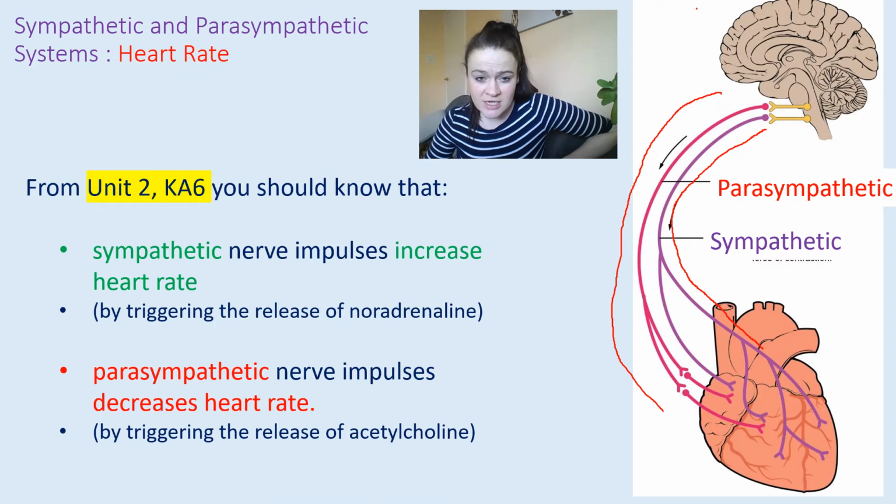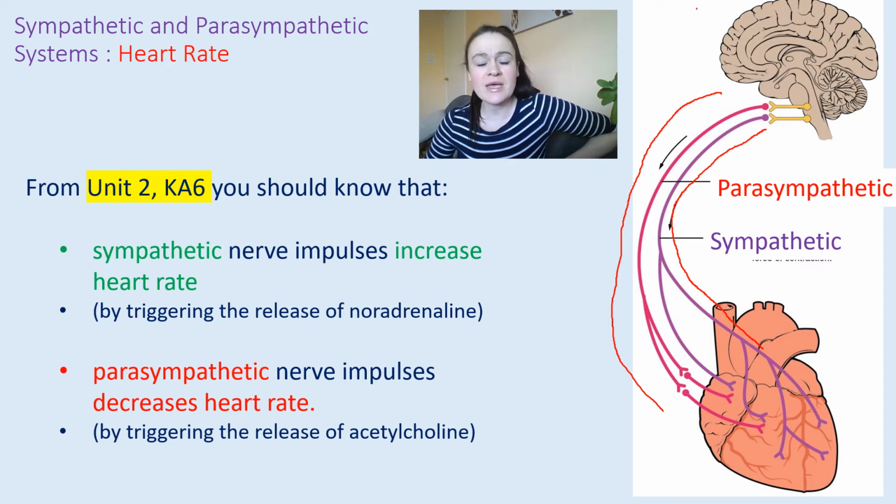Now, in Key Area 6, Unit 2, you will have found out that the sympathetic nerve that runs from the brain to the heart is responsible for triggering the release of noradrenaline. That is the hormone that is responsible for increasing the heart rate. In Key Area 6, you will have been introduced to acetylcholine, and that is the hormone that is triggered by the parasympathetic nerve, and this actually causes a decrease in the heart rate.